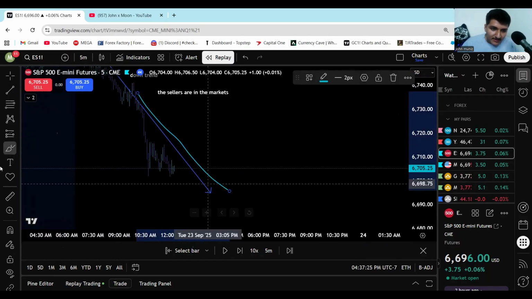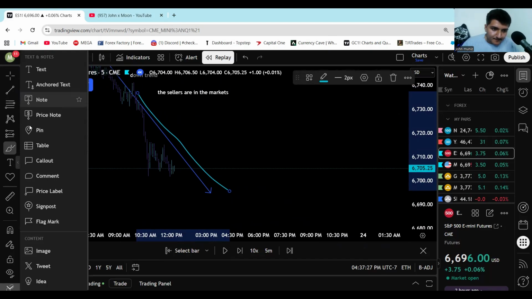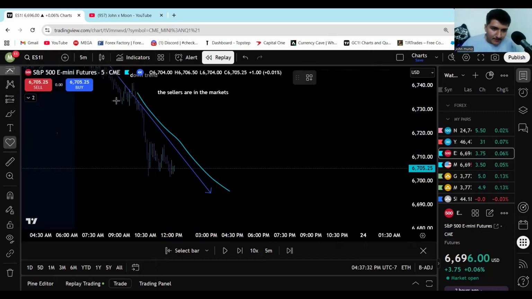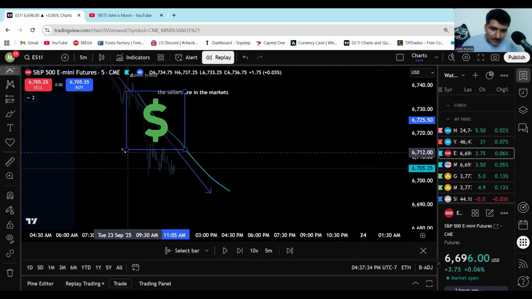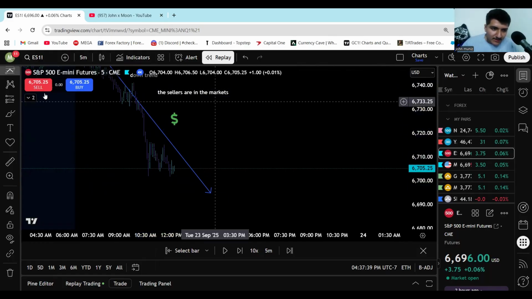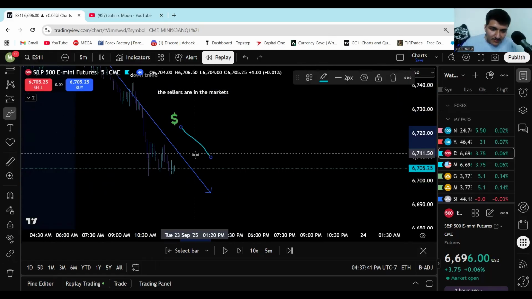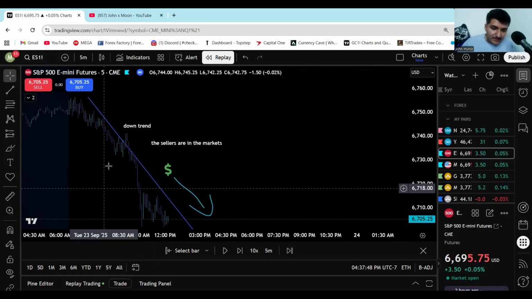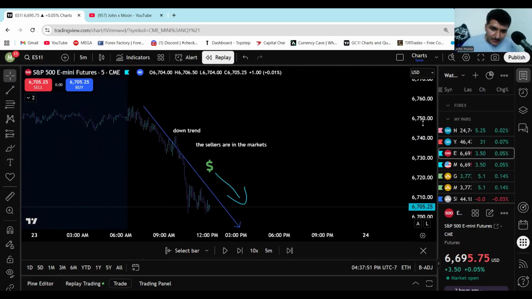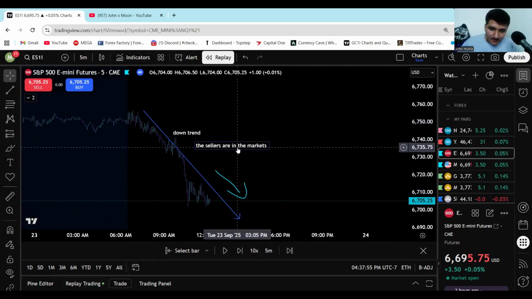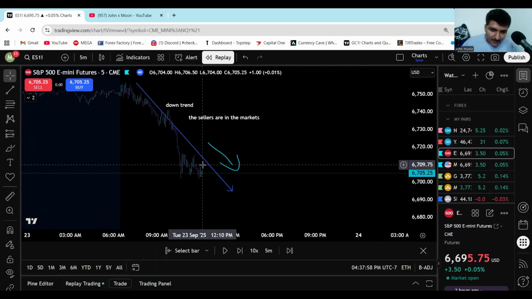All the money is going down. The money is traveling this way. We have sellers in the market, we're trading a downtrend, and these are trends. The trend is the overall view of where the market's going to go. We can use market structure and trends together, and you can see there's a strong trend pushing down.